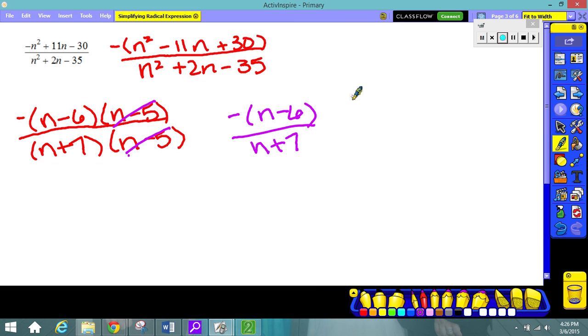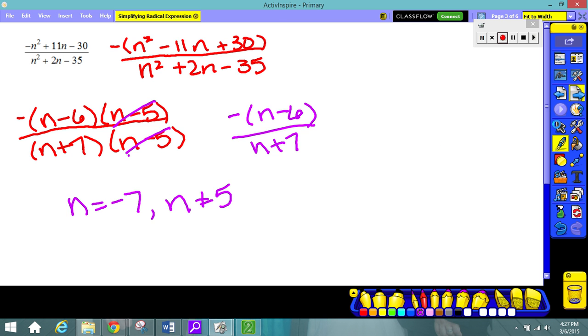Also, I want to point out in this problem, we need to sometimes state the values that would cause our expression to become undefined. I want to take a look back at these steps here. By factoring this denominator, we know that n cannot equal -7 and n cannot equal 5. So those are our excluded values for this particular problem. I should have pointed those out first before I finished factoring or went on to simplifying.